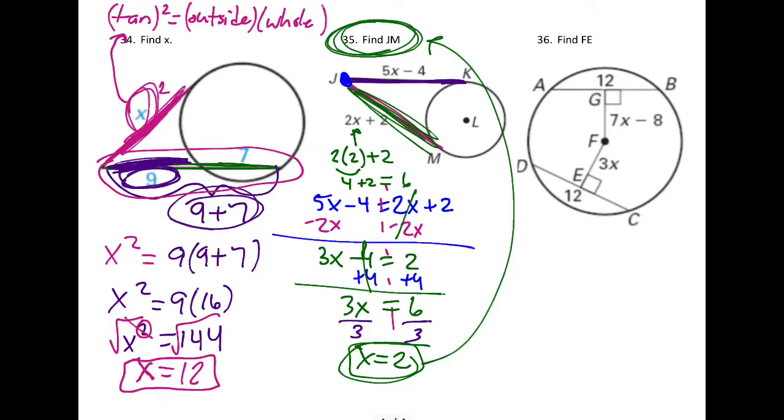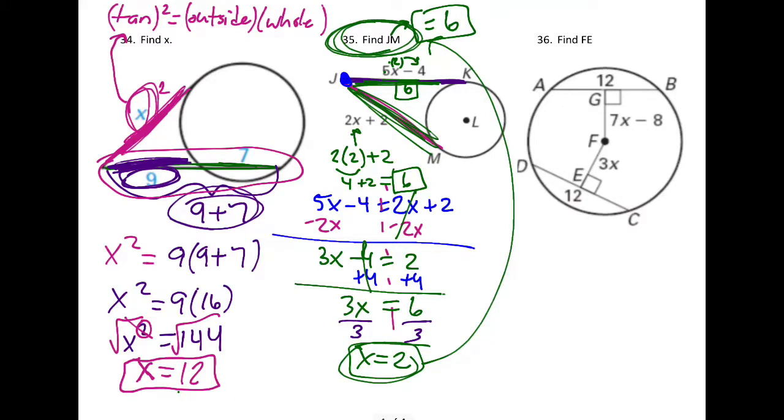Now technically, since both of these two tangents are supposed to equal each other, I could check it and make sure it really makes sense because both tangents should be equal length. So if I wanted to, I could put a 2 right there and do 5 times 2, which is 10. 10 minus 4 is 6. So my math is correct because both tangents do work out to be the same number. So the answer for JM, to give the answer to the actual question, JM is equal to 6. Remember, it's not in degrees. These are talking about lengths.